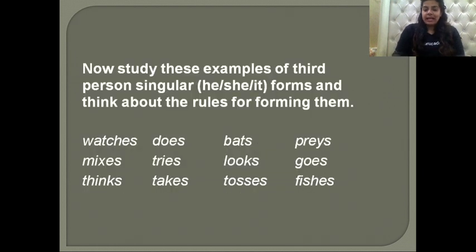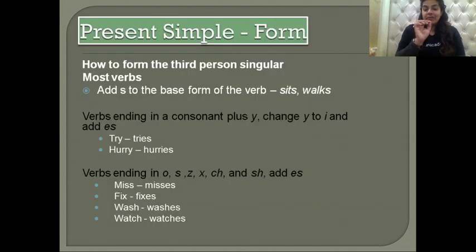Now, one thing to be focused on is that when I am forming the third person singular, I'm adding s to the base forms such as talk, talks, sit, sits, walk, walks. But there are some cases when I'm changing the spellings, and where do I do them? Verbs ending in a consonant plus y, such as try, hurry. In that case, the y changes to i and we add an es, such as try becomes tries, hurry becomes hurries, and the spellings also change.